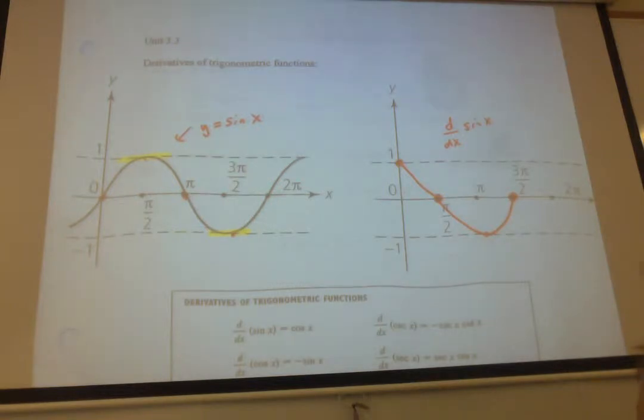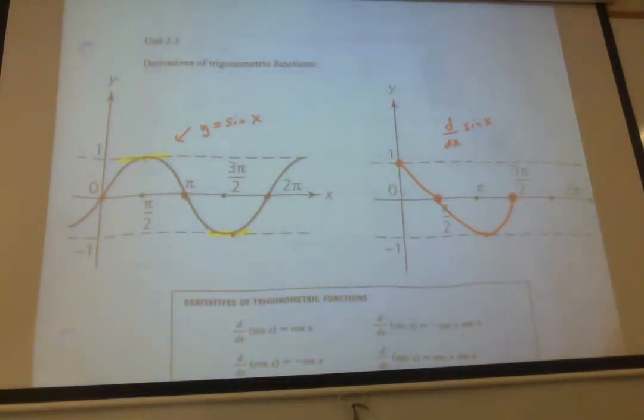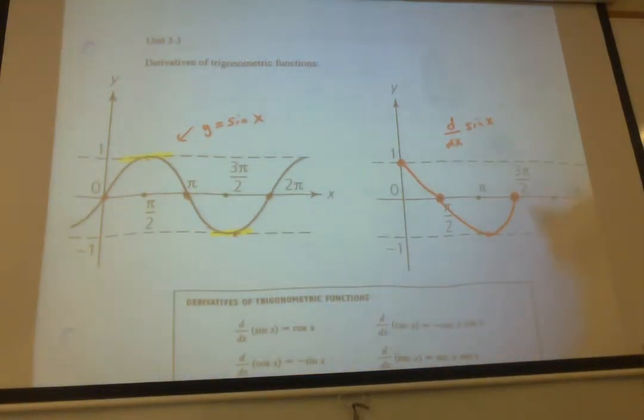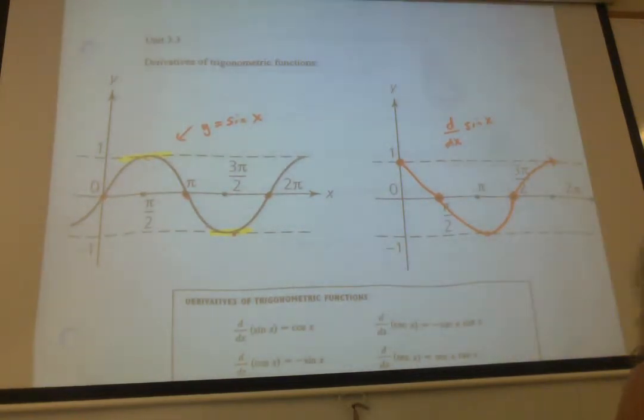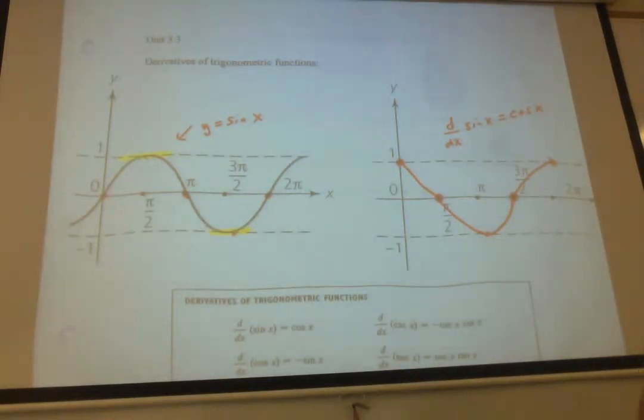And then what happens? Right here again, it's 1 again. So it looks like it's going back up to 1, and it's going to continue to do this. So what does that look like? What trig function does that look like? Cosine. Yes, okay. So the derivative of sine is cosine, all right?